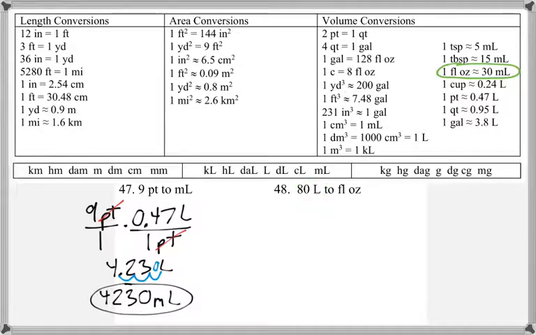So to get from liters to mLs, that is 3 places to the right. So that will be 80,000 mLs.